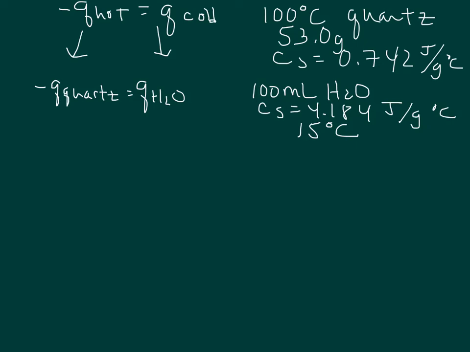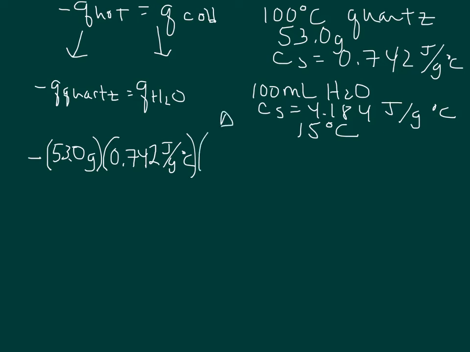So let's start plugging in. We have a negative sign. We have a 53 gram piece of quartz. We have its heat capacity, 0.742 joules per gram degree C.